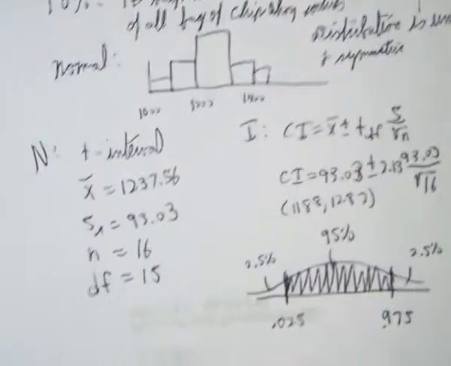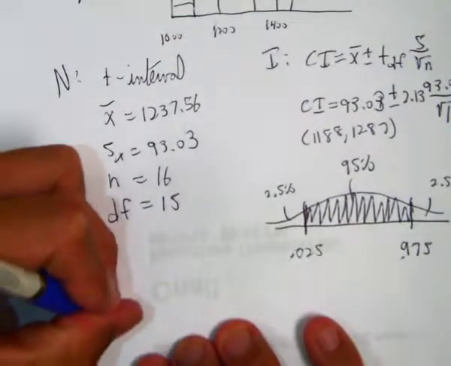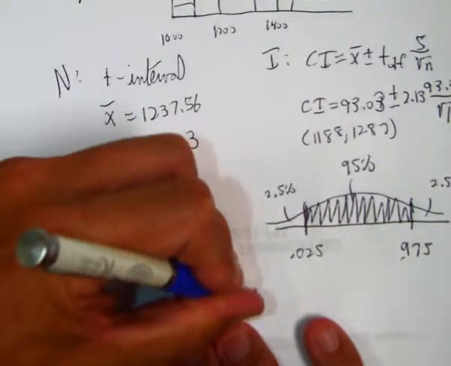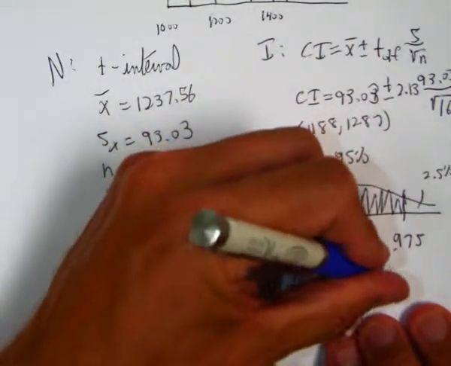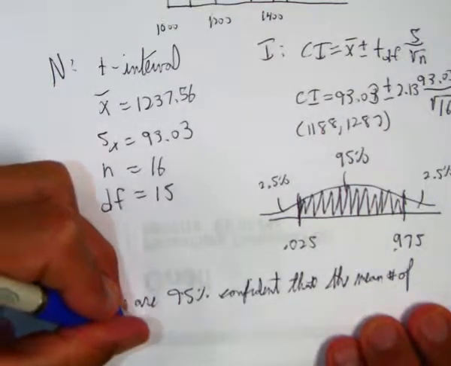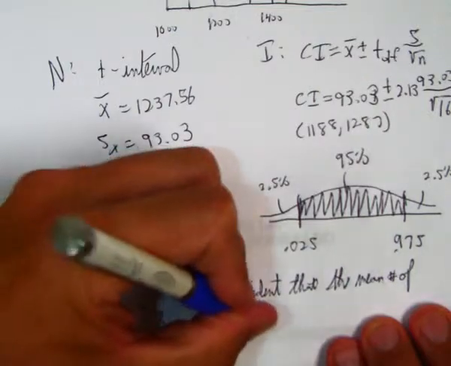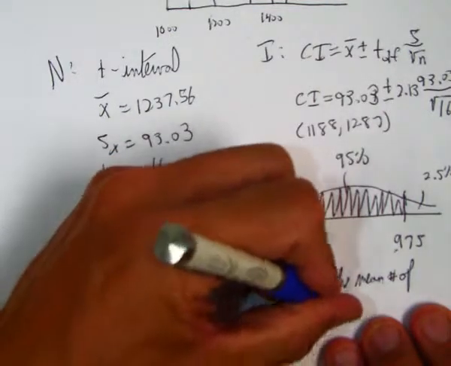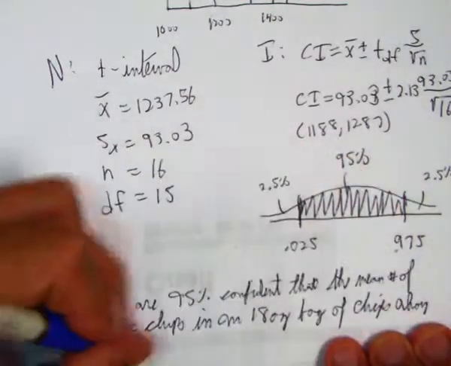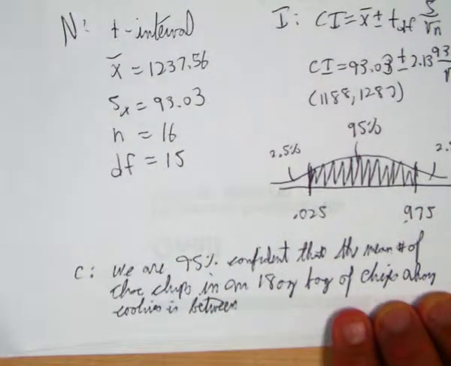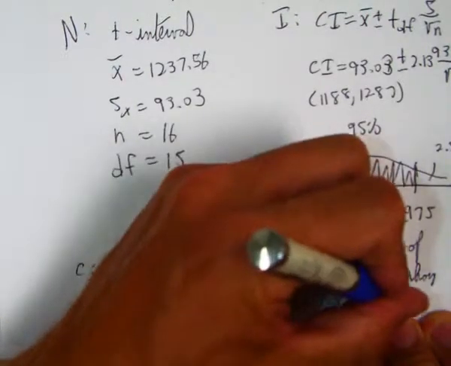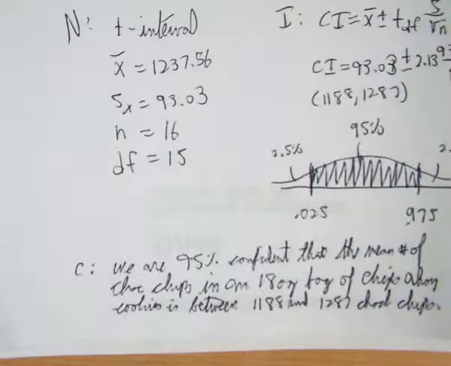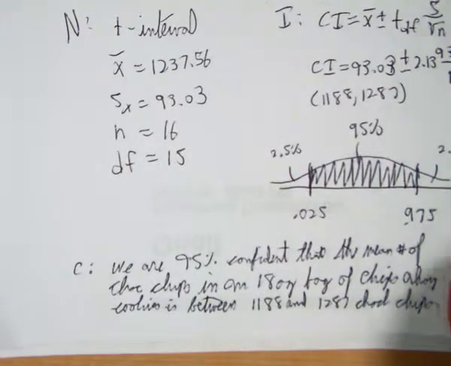Okay. Now conclusion. We are 95% confident that the mean number of chocolate chips in an 18-ounce bag of Chips Ahoy cookies is between 1,188 and 1,287 chocolate chips. Okay? So that answers question B.